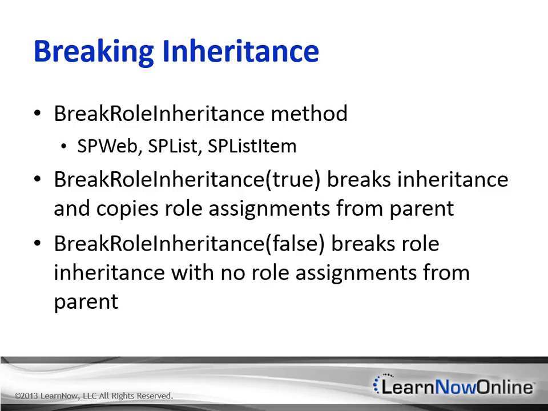So sometimes when people are trying to programmatically set a unique set of permissions on an object, they sometimes forget that, and they'll just pass in true, or not pass anything at all because the default is true. When they do that, then they realize that all the role assignments got copied from the parent. So if you don't want that to happen, you may have to make sure you set it to false. So what we're going to do now is look at using the BreakRoleInheritance method. So we'll take a look at that in some code that we're going to do.